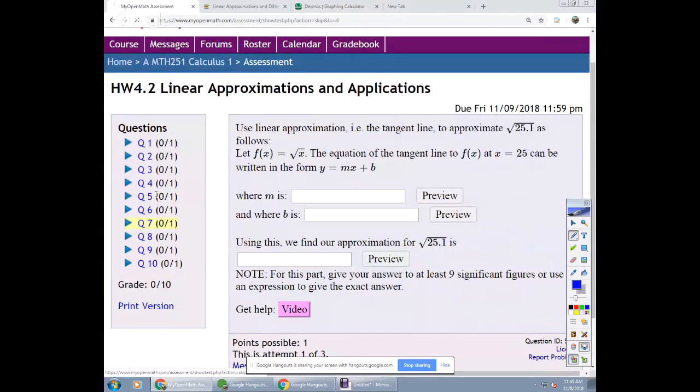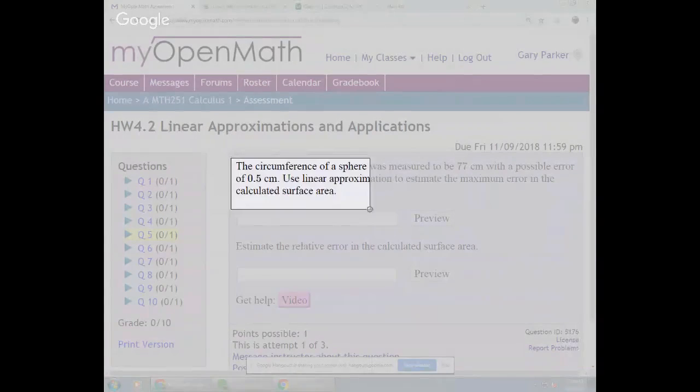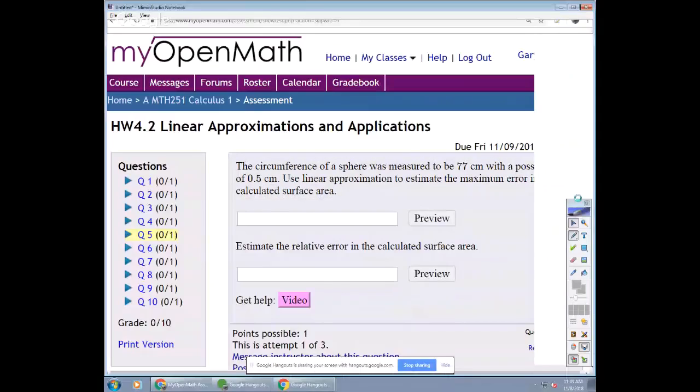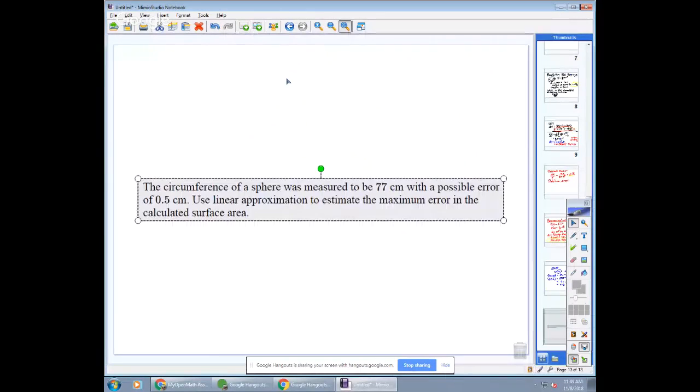Okay. Number 5, maybe. A circumference of a sphere was measured to be 77 centimeters with a possible error in 0.5. Use linear approximation to estimate the maximum error in the surface area. We can keep it at centimeters, right? Like we don't have to always do millimeters. Yeah, so can I set this up in 30 seconds? Probably not now.